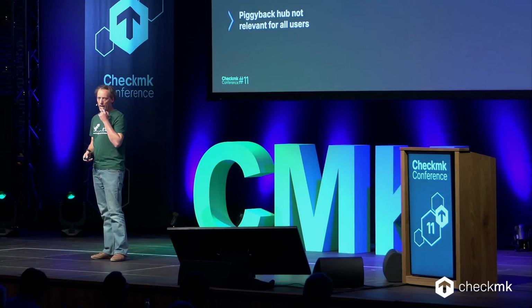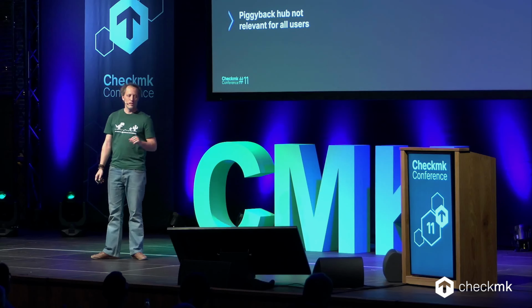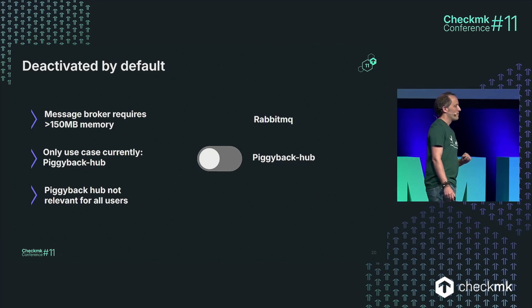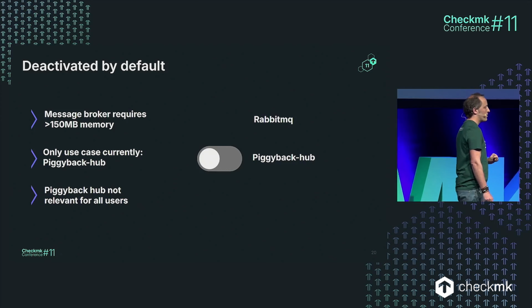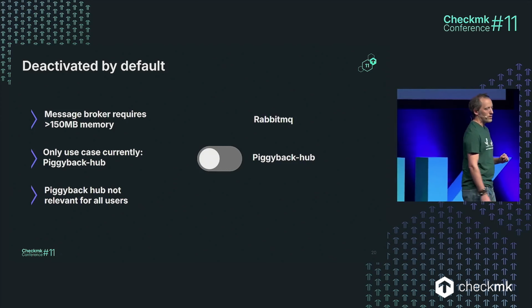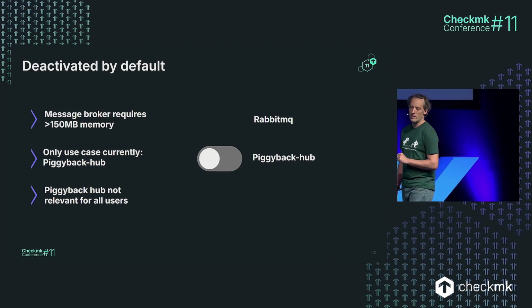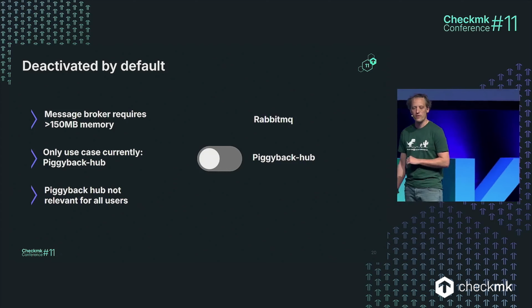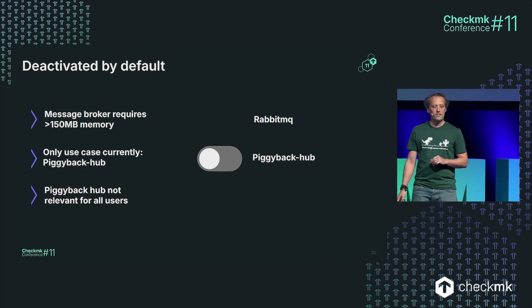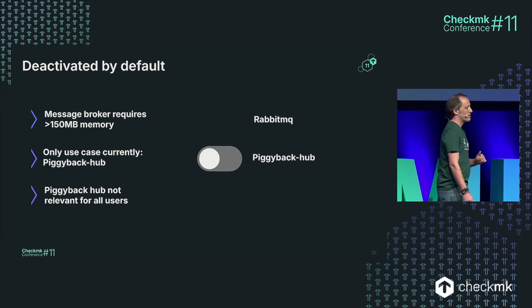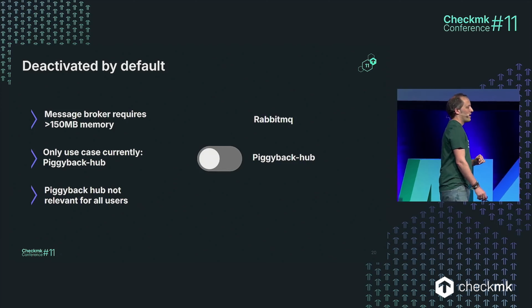It will be deactivated by default, the Rabbitmq and the Piggyback-hub, because the message broker does require some memory, so we tweaked it significantly. It started out wanting 4 gigabytes of memory. Now it only uses about 150 megabytes. But currently, the only use case is the Piggyback-hub, and many of you will not need it. So we turned it off.